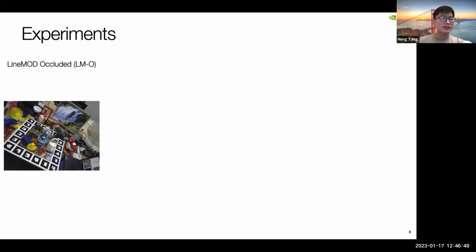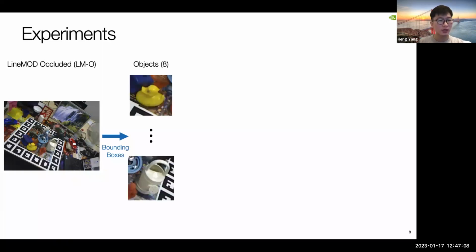The experiments here are done on the LINEMOD-Occlusion dataset. This dataset is a set of more than 1,000 tabletop images like this one. You have a table and different objects, like the yellow duck here. What you first do is generate some bounding boxes. You crop these bounding boxes out of the original image so that you get object-centric views of each of these different objects. Then you apply this black box neural network, which gives you keypoint predictions. Specifically, we're using the one that was designed by someone from UPenn.